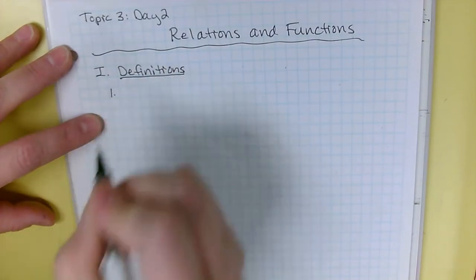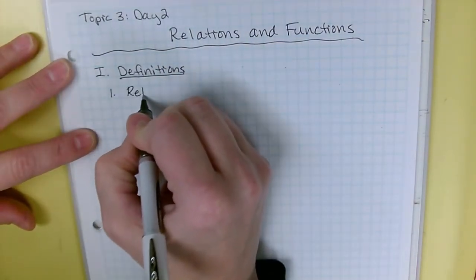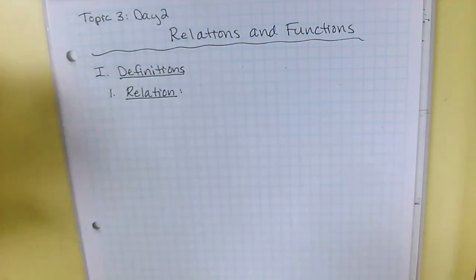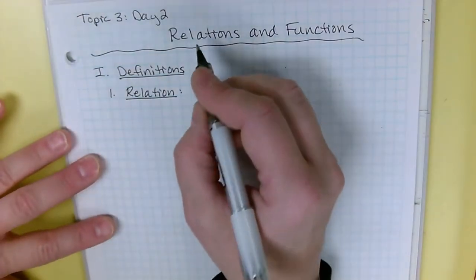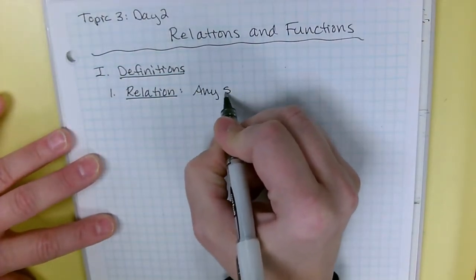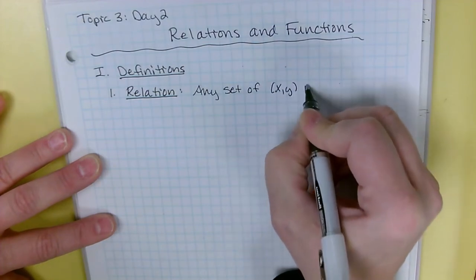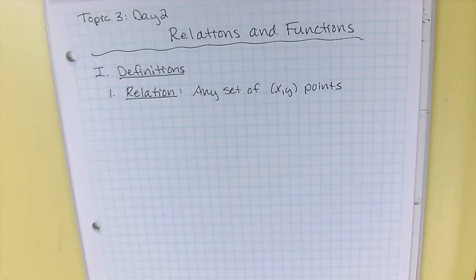Definitions. So the very first word we're going to define is a relation. A relation is someone who's related to you. That's a relation. And it's kind of the same in math. A relation is any set of XY points.